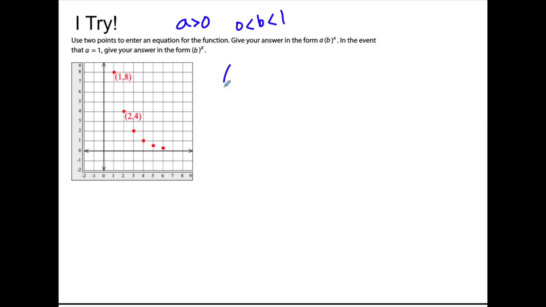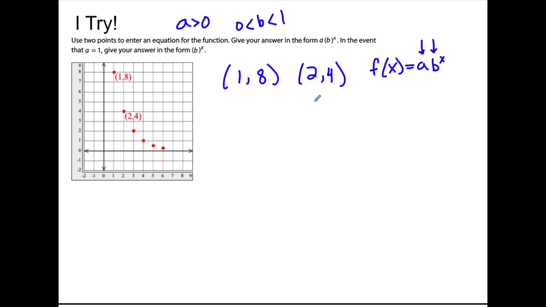So here what I'm going to do is I'm going to use the fact that (1, 8) and (2, 4) are on the graph. Because what I essentially need to do is I need to make this function a times b to the x. And the thing is, you need to figure out an a and a b. Okay, but what you know is that if I plug in 1 for x, f of x is 8. If you plug in 2 for x, f of x is 4. And then it would appear if you plug in 3 for x, it's 2. 4 for x, it's 1, and so on and so on.